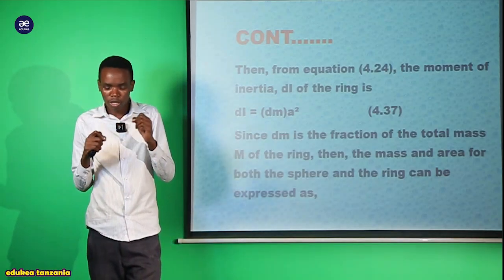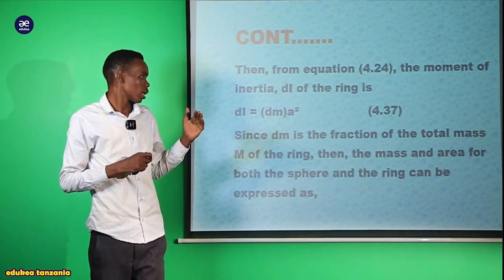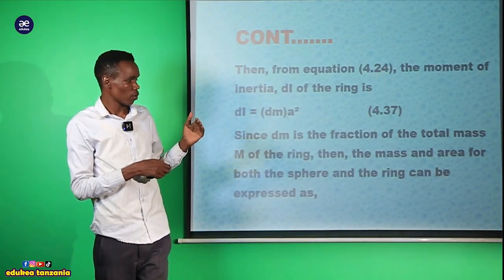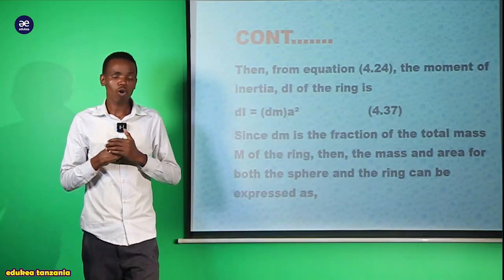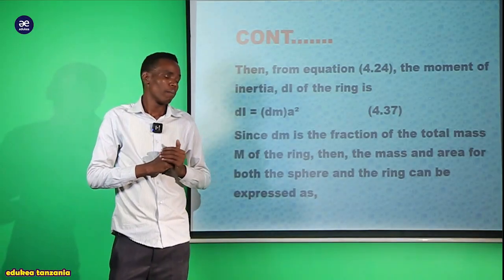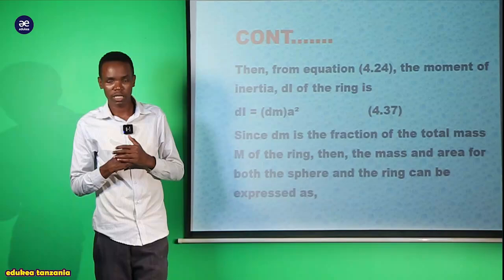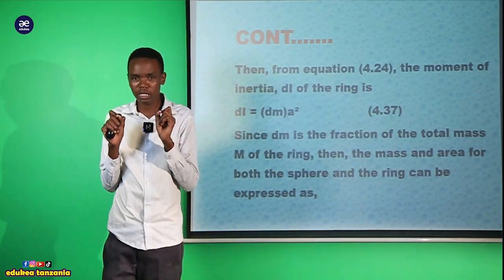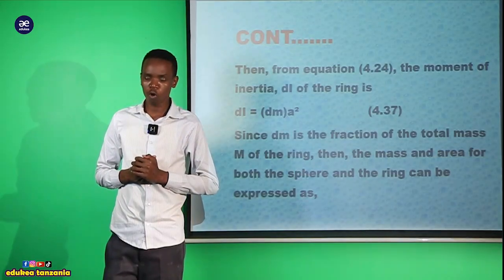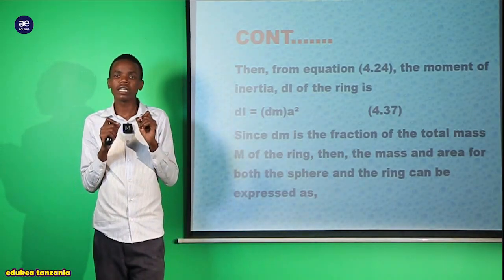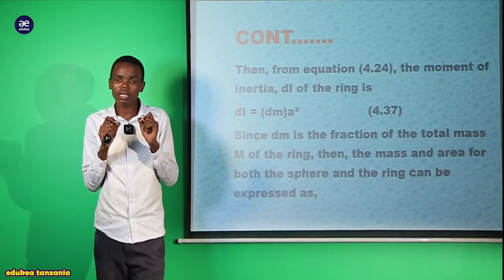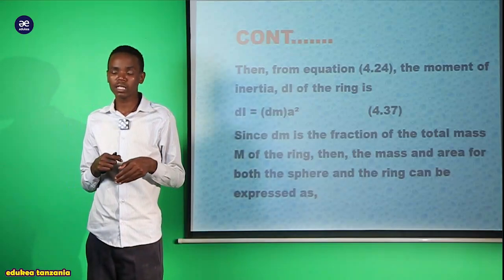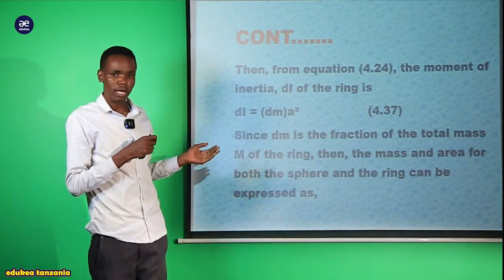For the moment of inertia, we use our equation number 24, and we should obtain that the moment of inertia for a ring must be equal to dm times a squared, where dm represents the small change of the mass, and a represents the distance of the elemental ring, where dI is the moment of inertia for the elemental ring, as we observe.